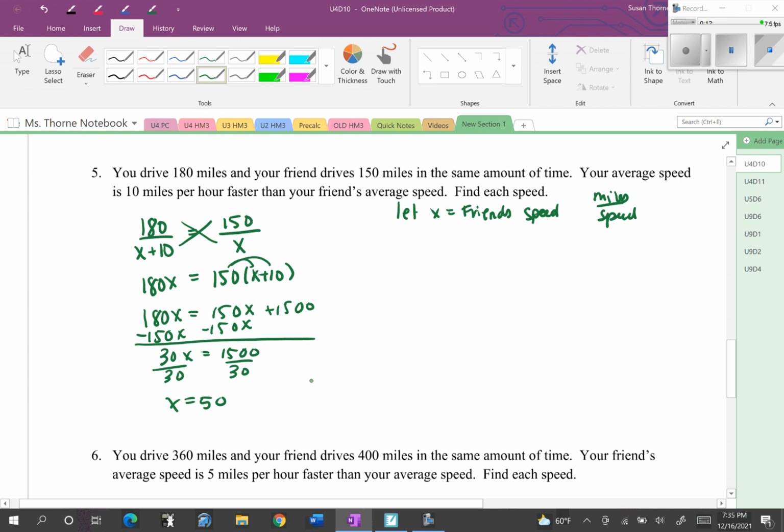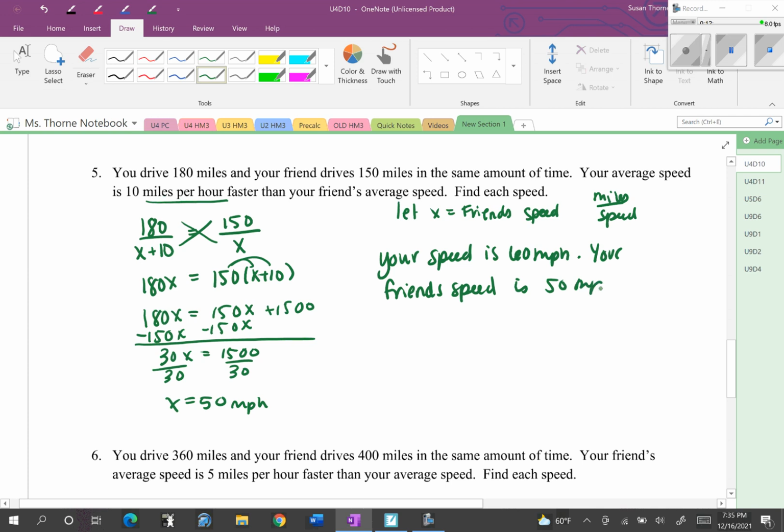And we're talking about miles per hour, so that's 50 miles per hour. So that means that your speed, since you are 10 miles per hour faster, would be 50 plus 10, which is 60. So it is 60 miles per hour. And your friend's speed is 50 miles per hour.